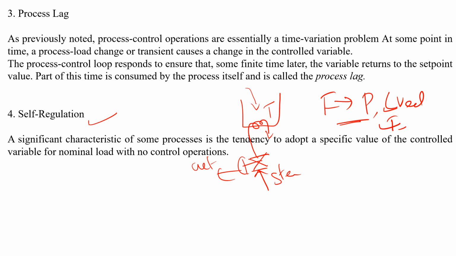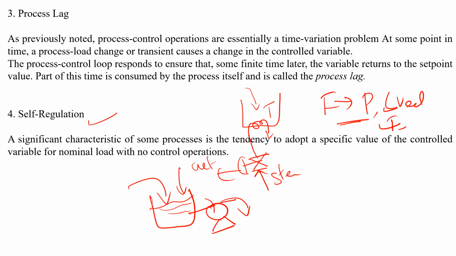Then self-regulation. This is the best example: here is the level, here is the inflow and here is the outflow. Without any control system, the level is maintained. That is called self-regulation. Suppose this outflow is constant, for example, here we fix a motor which gives a constant flow rate. If someone suddenly pours water, an external disturbance, what happens? The water overflows. So this case needs a control system.